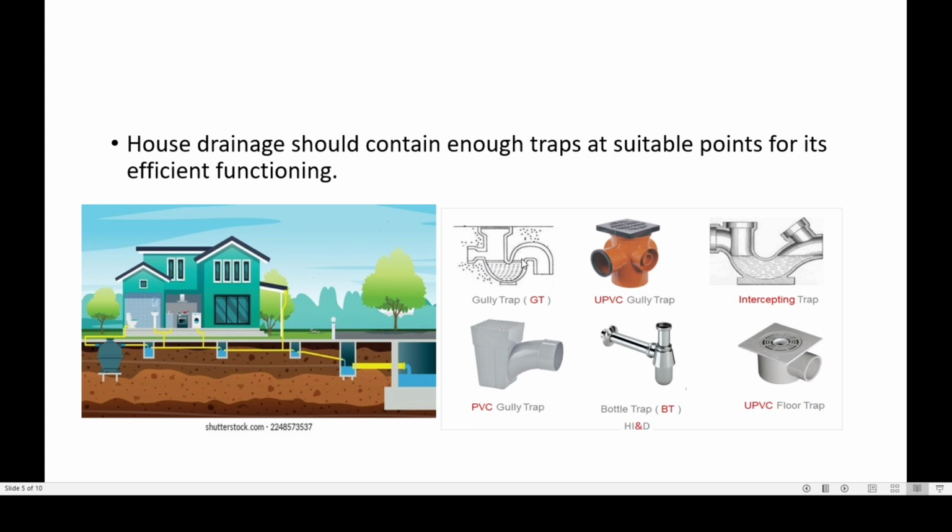An S-type, then a floor trap, garret trap, then the manhole. These are the different types of traps: intercepting trap, the UPVC garret trap, the garret trap, the PVC garret trap, the bottle trap, and then the floor trap. So there should be enough traps at suitable points for its efficient functioning.